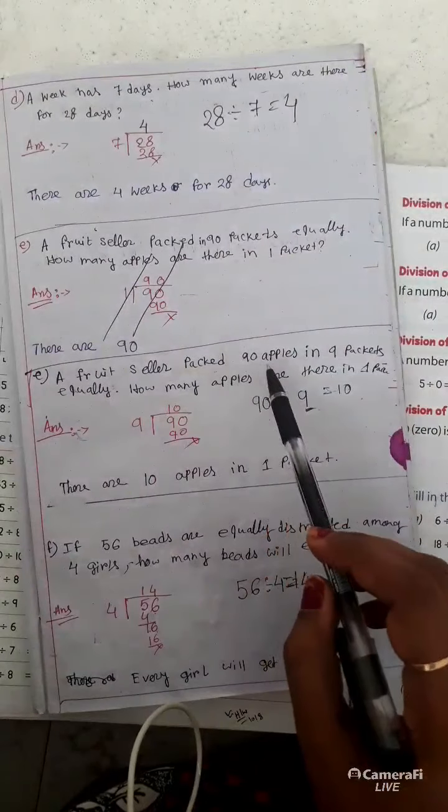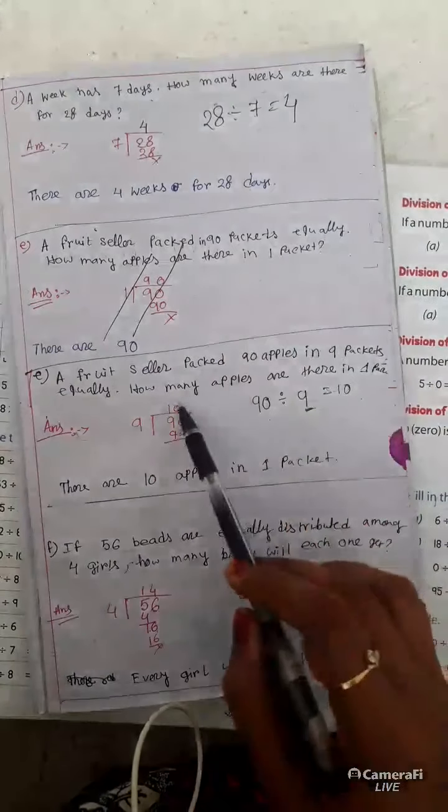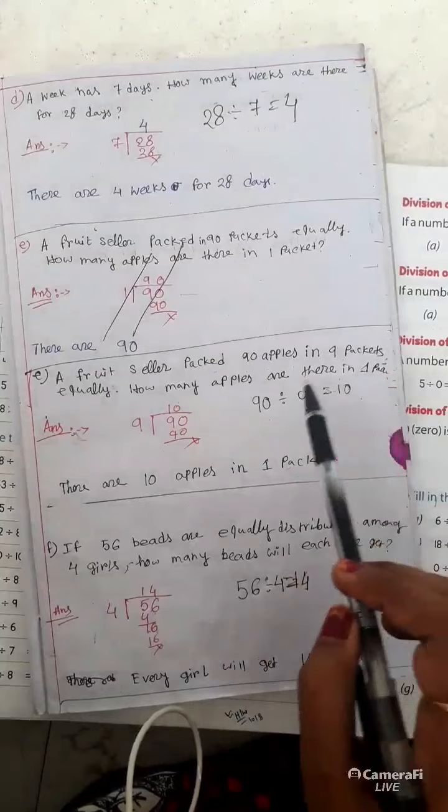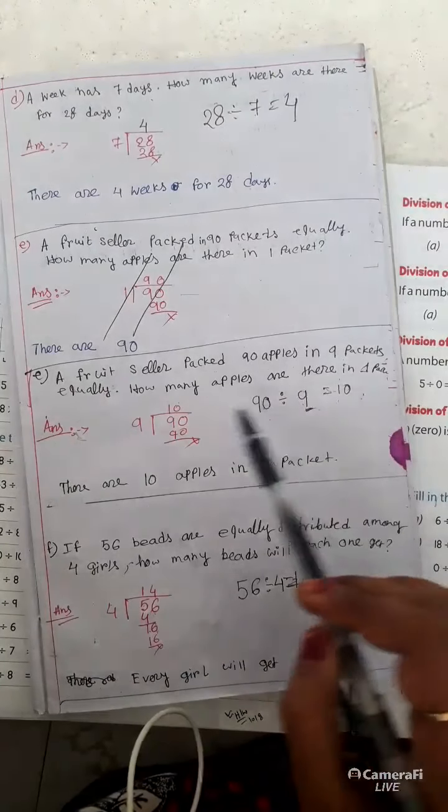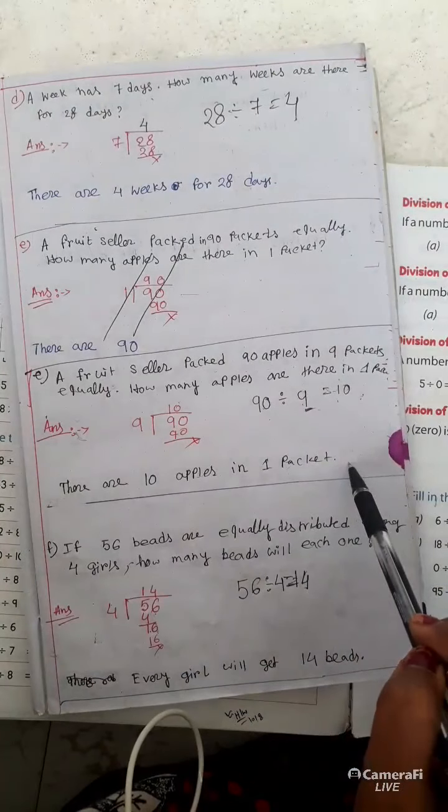A fruit seller packed 90 apples in 9 packets. How many apples are there in 1 packet? So 90 divided by 9 is 10. So there are 10 apples in 1 packet.